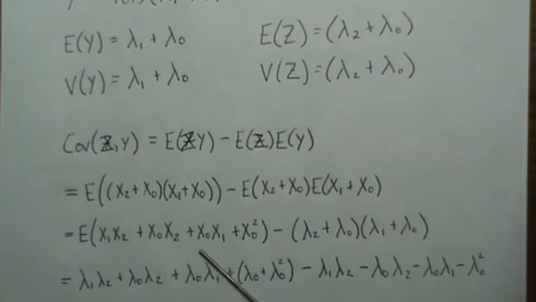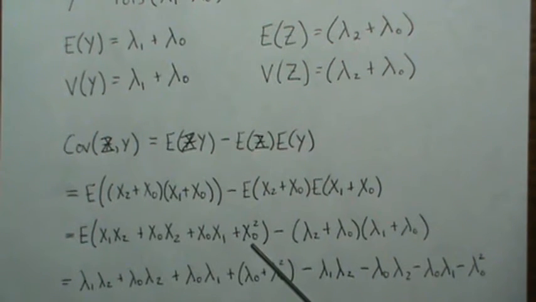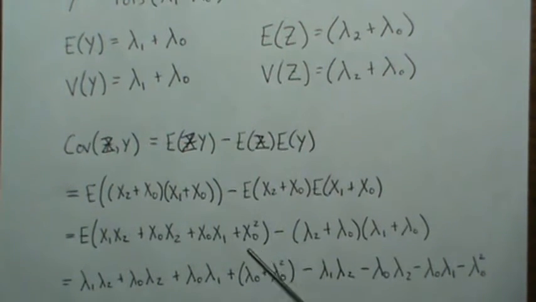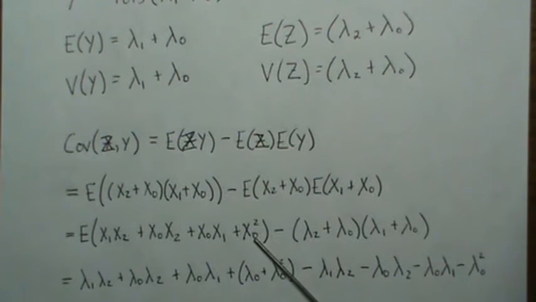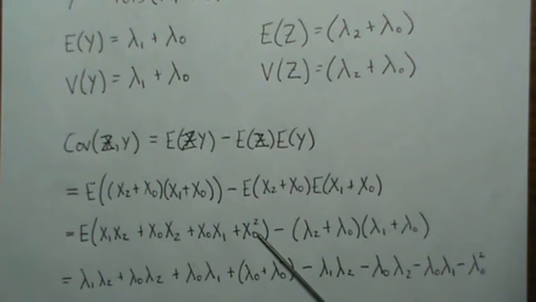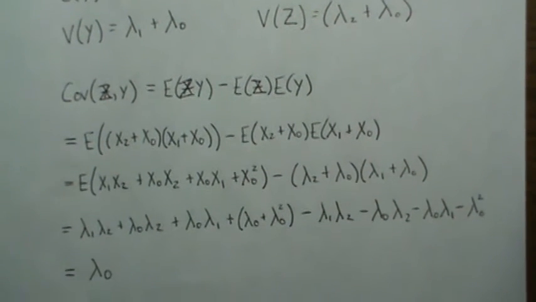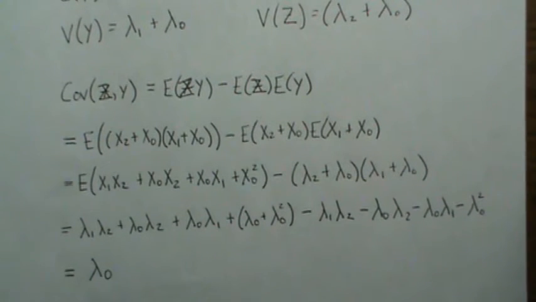Because they're independent, and the expected value of each x is just the lambda parameter, we get this. Now the expected value of x0 squared, the formula for that is the variance plus the expected value squared. So this comes down to the variance plus the expected value squared. We get this. And then multiplying this out, we get this. And then there's lots of cancellations, and it leaves just the lambda 0.